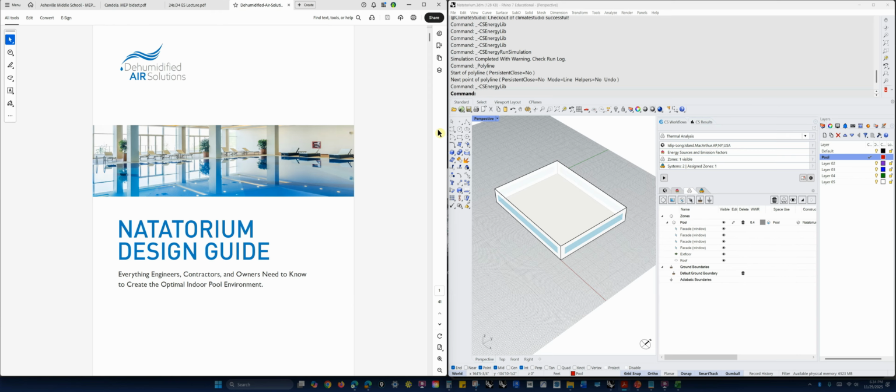Natatorium design guide. Natatorium is a pool that one of your studio professors provided. It's a pretty nice document. I did a little bit of research on it. It's just summarizing ASHRAE 90.1 pool specifications, but it's packaging things in a real world context, so it's a cool document.